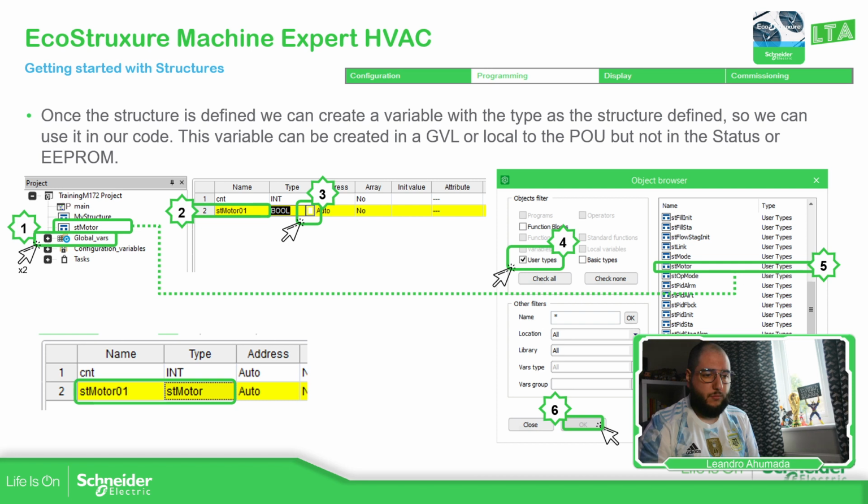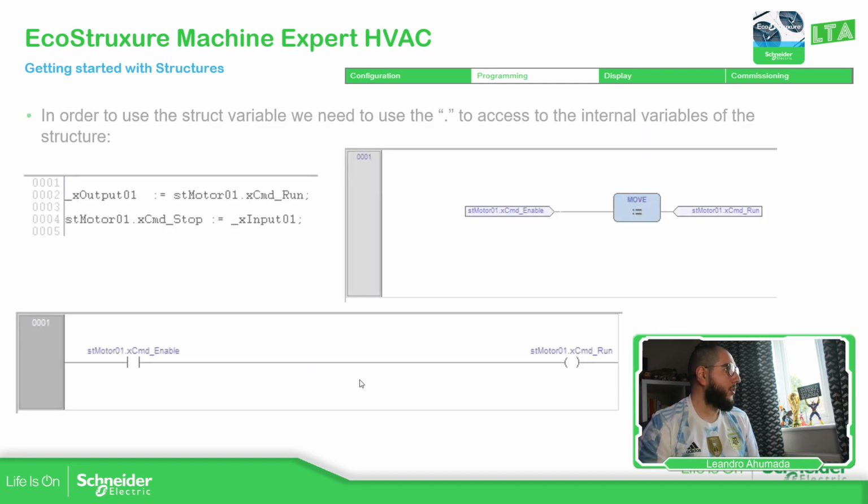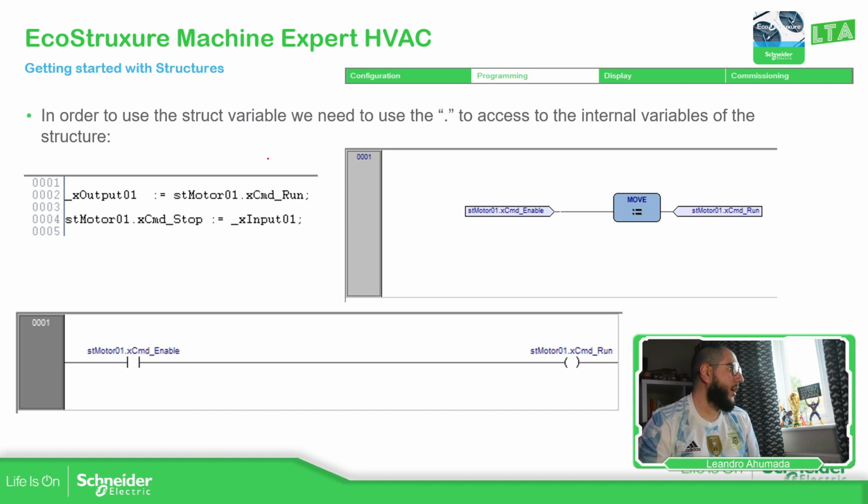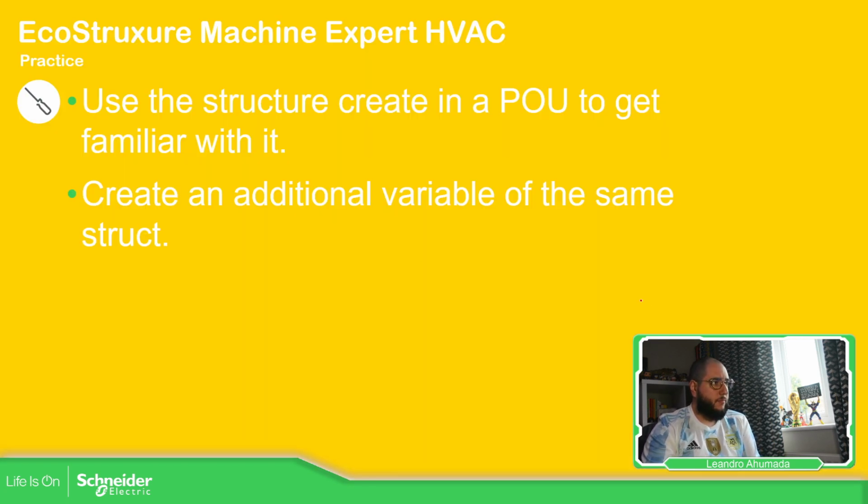Okay, so we just need to define the user type, so you can see the ST motor, so before, and then this is going to be the final result. And this is how you can use it in your code. So I have created the ST motor 01, and using the dot we should be able to access the information inside. Okay, this is in a structure test. This is in FBD, functional block diagram, and this is in ladder, how you can use it.